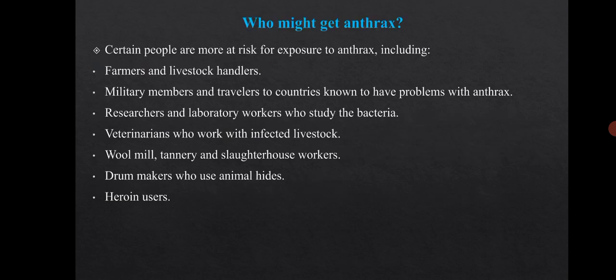Who might get anthrax? People more at risk of exposure to anthrax include farmers and livestock handlers, military members and travelers to certain countries, researchers and laboratory workers, veterinarians, wool mill, tannery and slaughter workers, drum makers who use animal hides, and heroin users.